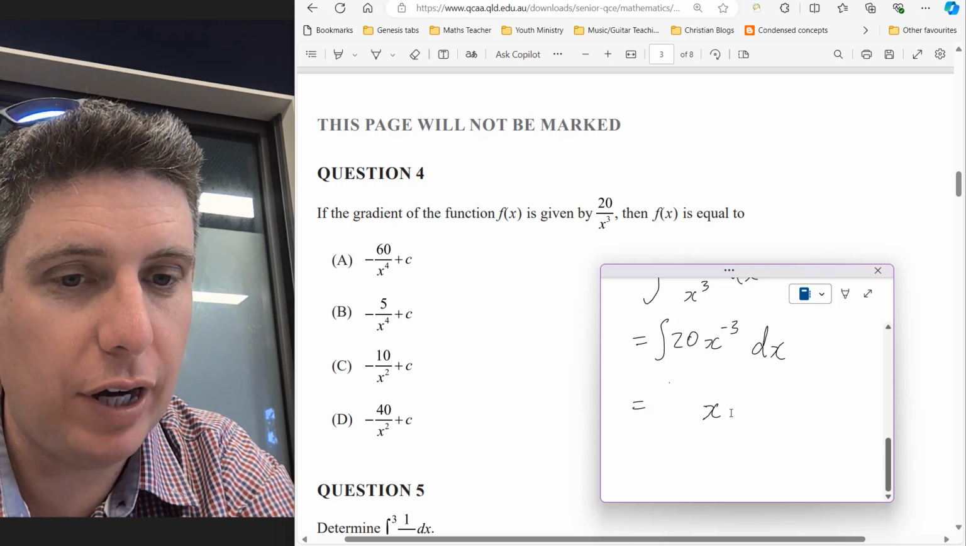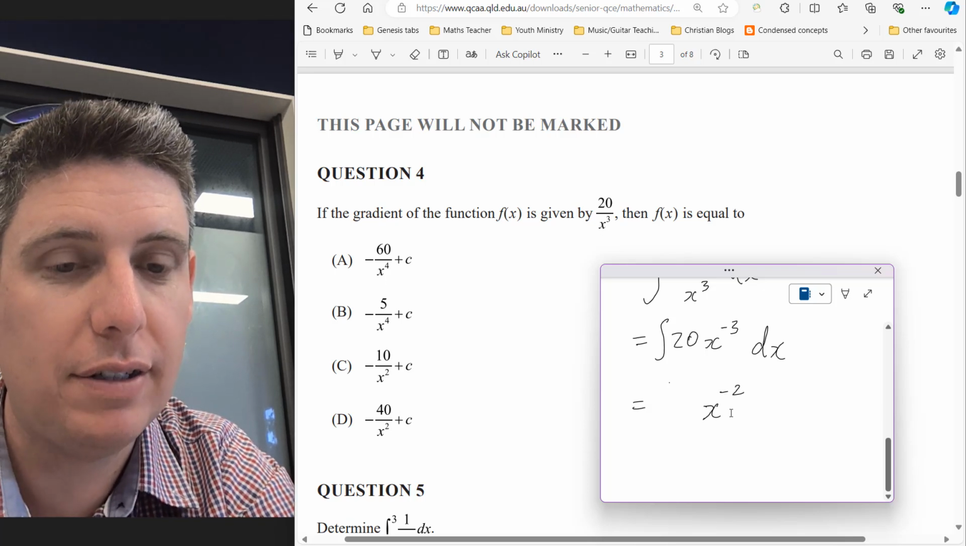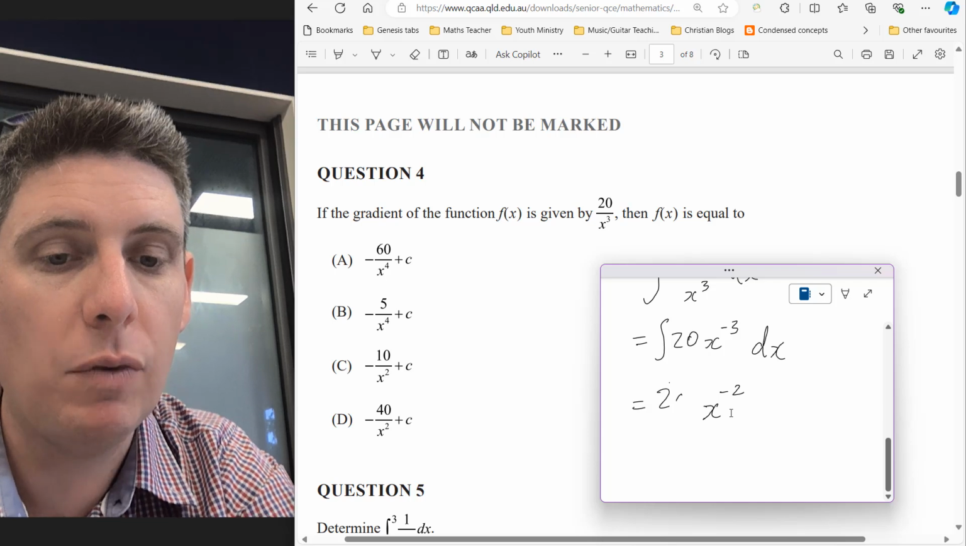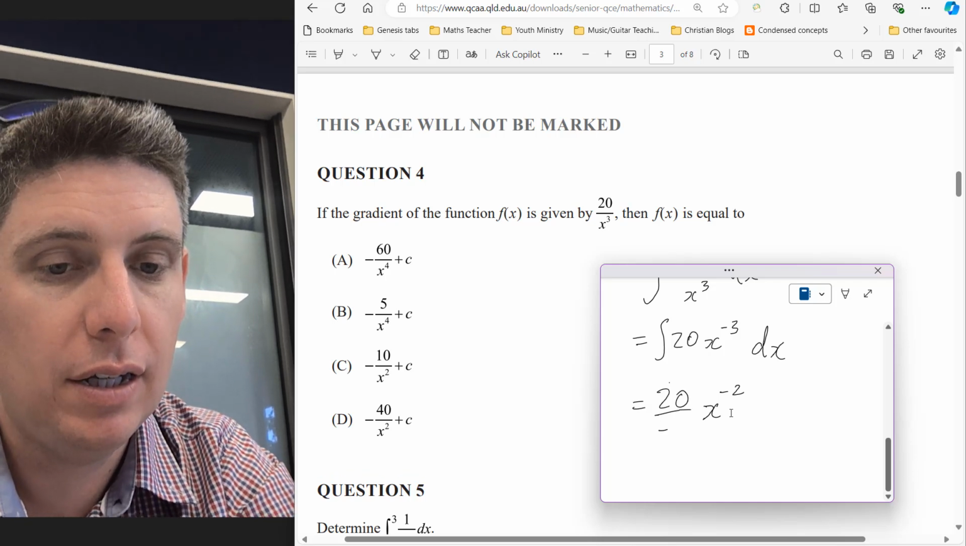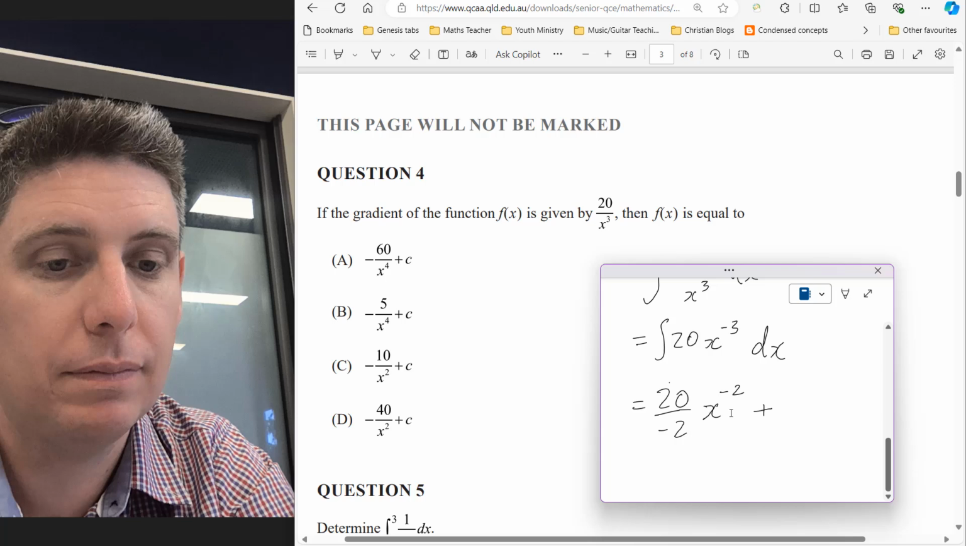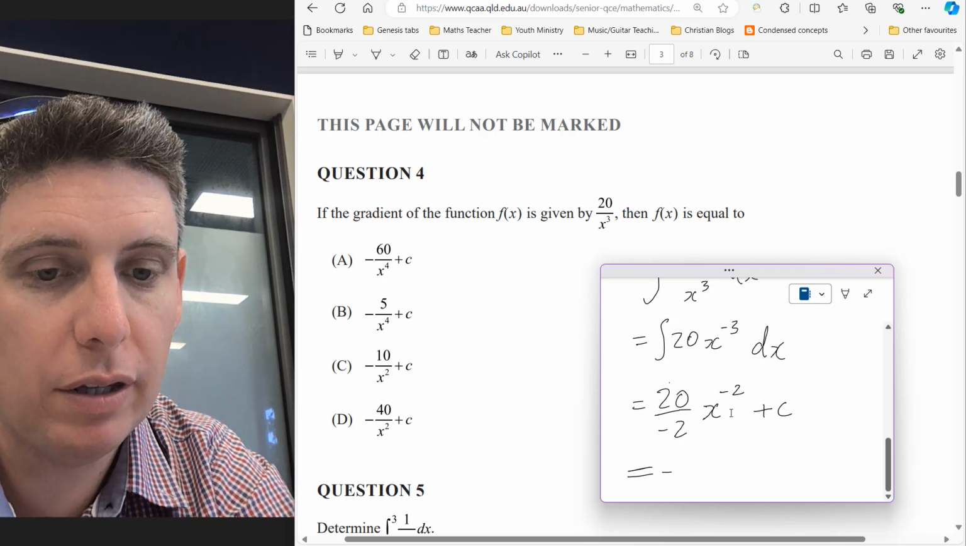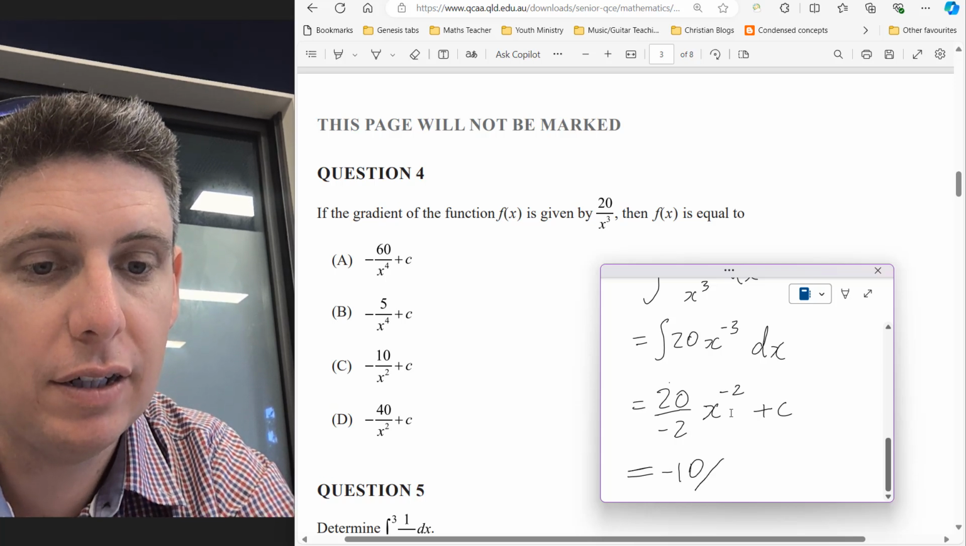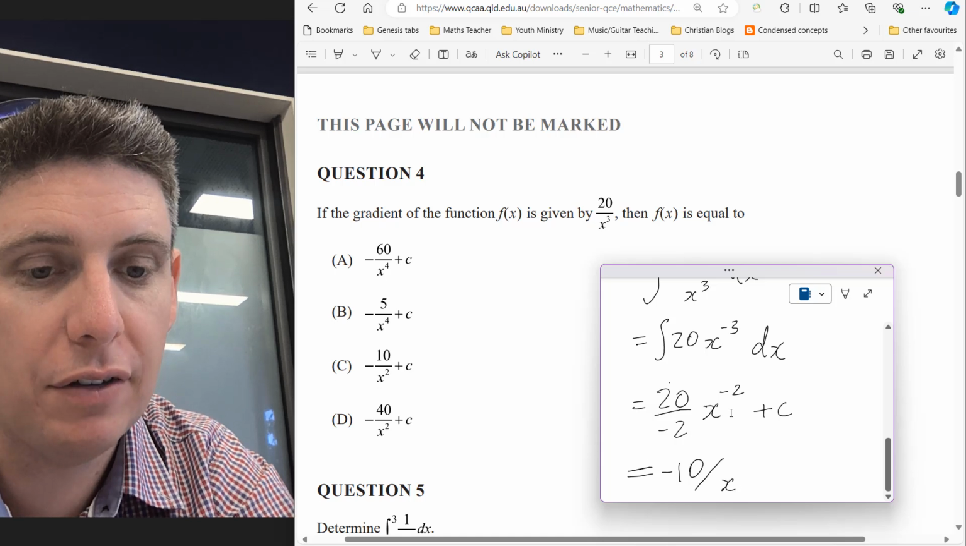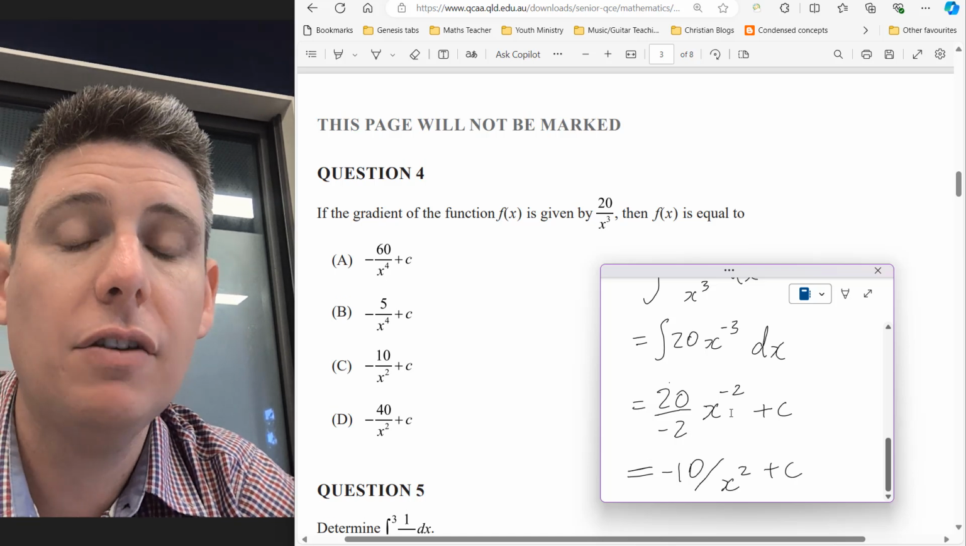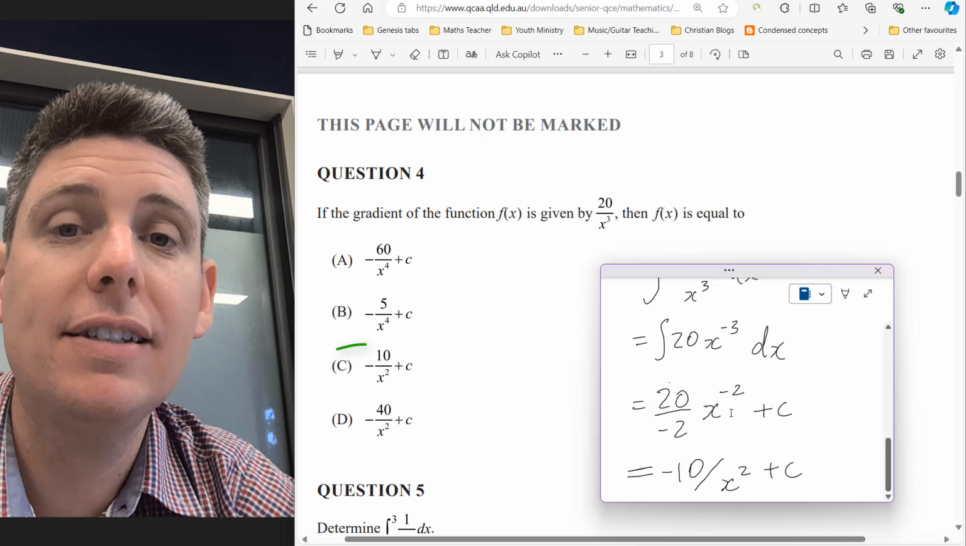So negative 3 plus 1 is negative 2. And we divide by the new power. So we end up with negative 10. Bring this back under the fraction. So the answer for 4 is C.